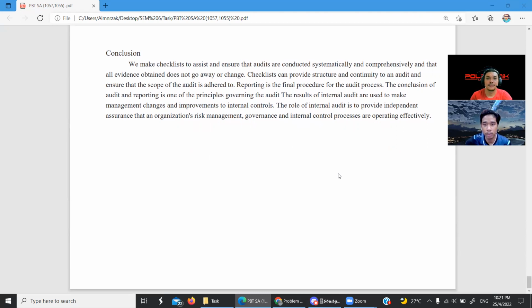The role of internal audit is to provide independent assurance that an organization's risk management, governance, and internal control processes are operating effectively.